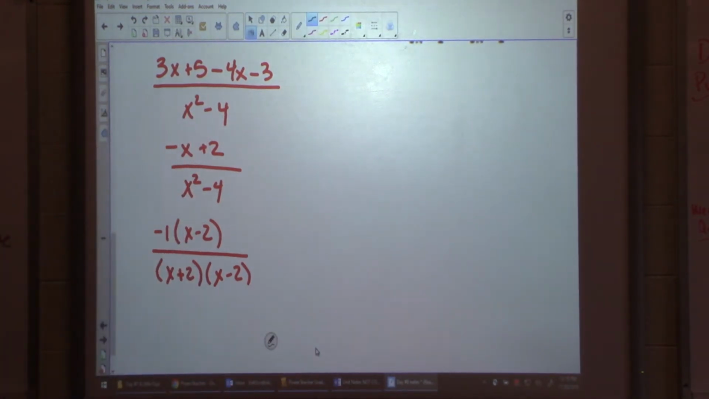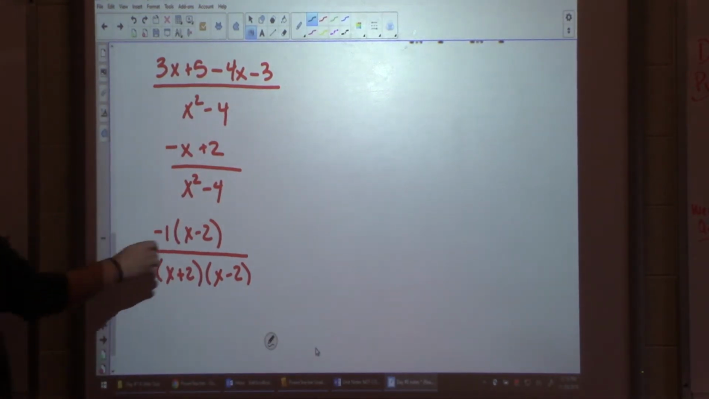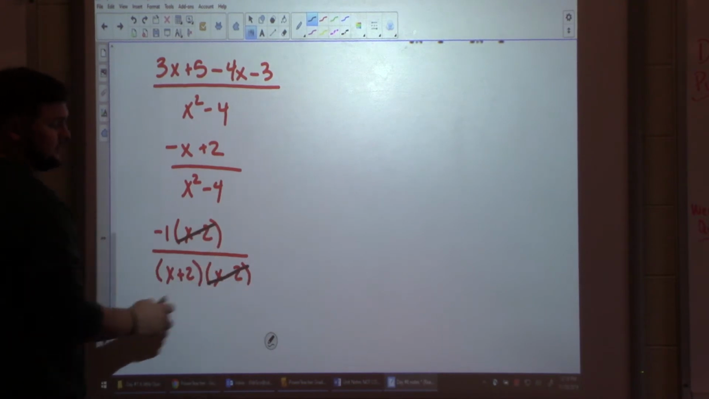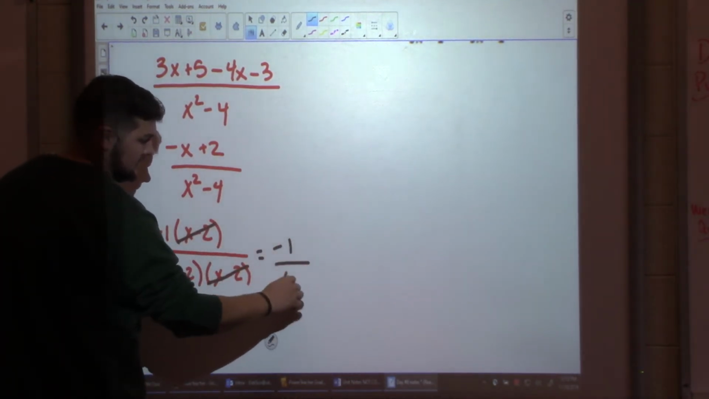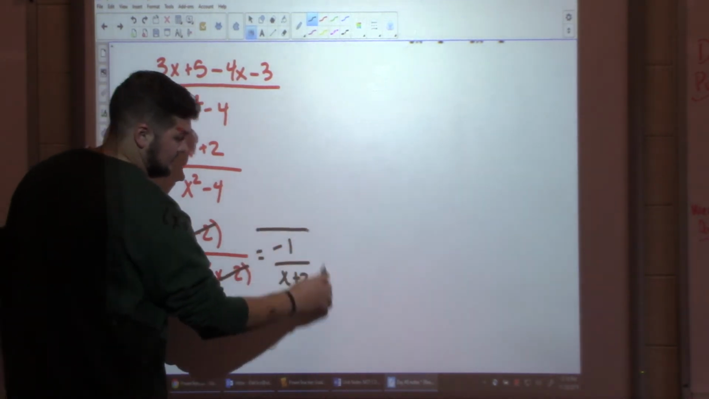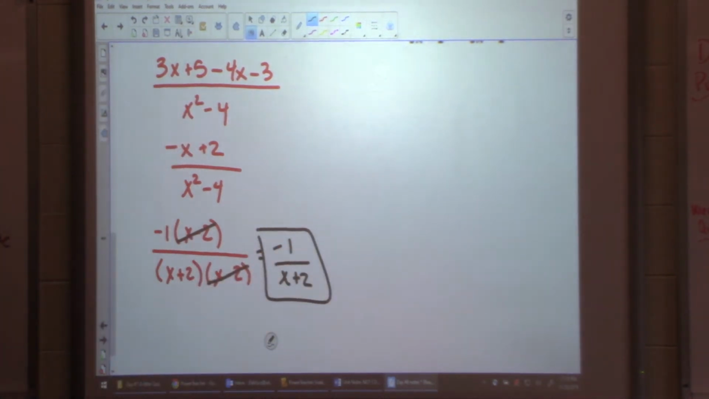Now, can we simplify anything? Yeah, x minus 2, x minus 2. I'm left with negative 1 over x plus 2. That's my final answer.